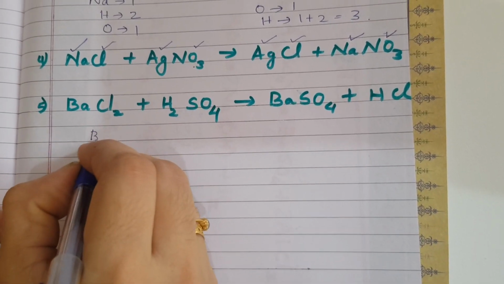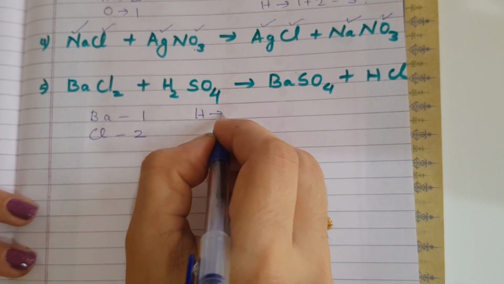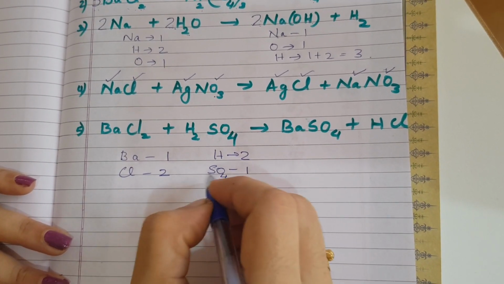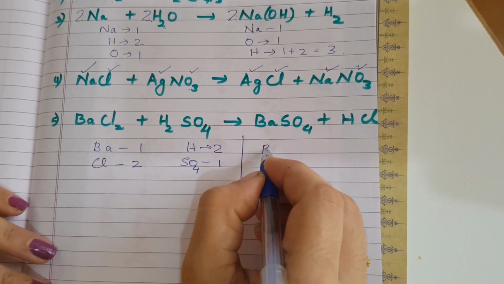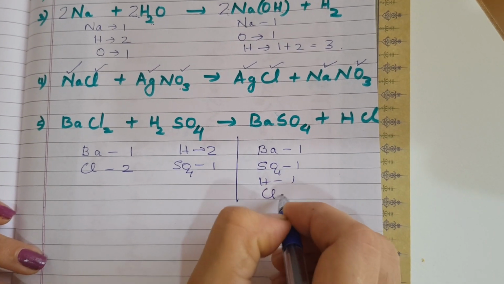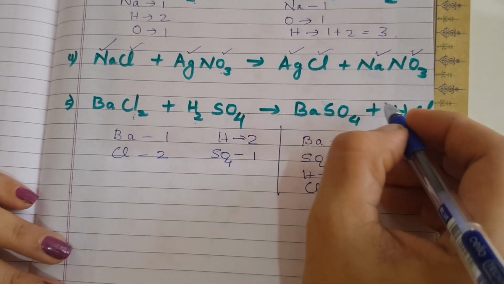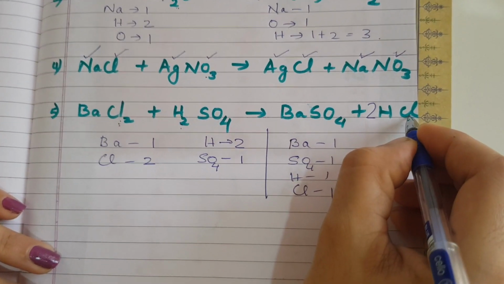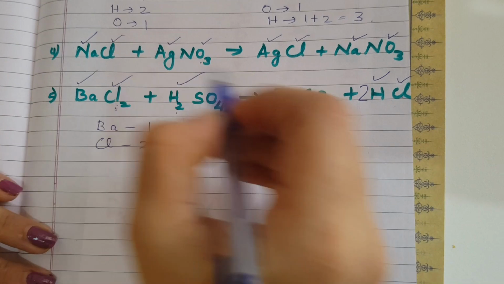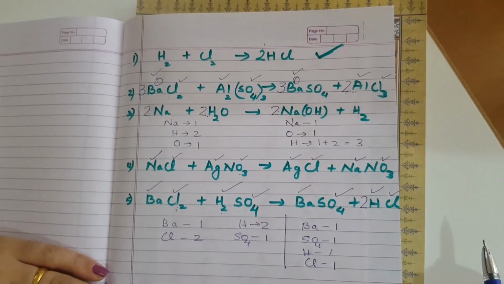Look at this. Barium 1, chlorine 2, hydrogen 2, sulfate I am taking as a radical together, not sulfur and oxygen separately. This will make it much easier. On this side you have barium 1, sulfate 1, hydrogen 1, chlorine 1. So both the hydrogen atoms and chlorine atoms are 2 and 2. So I can put a 2 here. So hydrogen and chlorine are balanced. 2 chlorine, 2 hydrogen. Now barium is 1, sulfate is 1. So it's a completely balanced chemical equation.